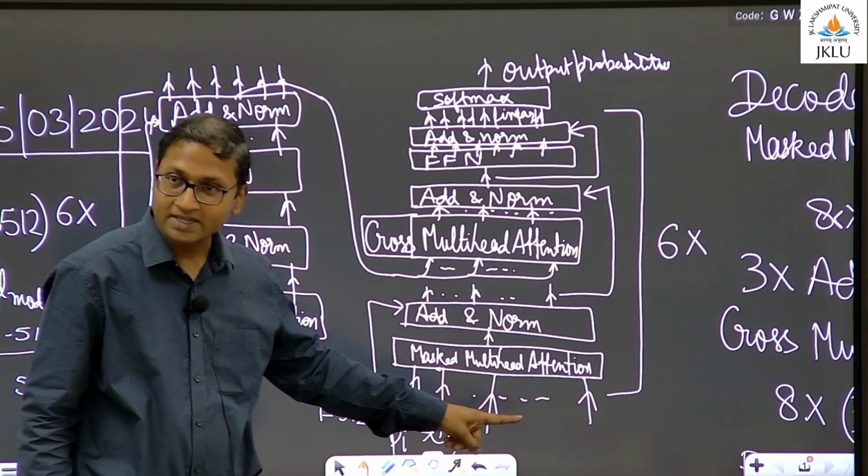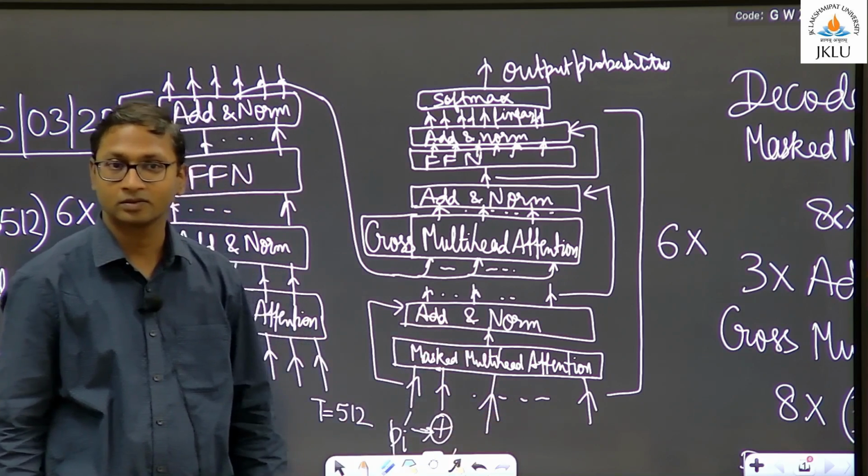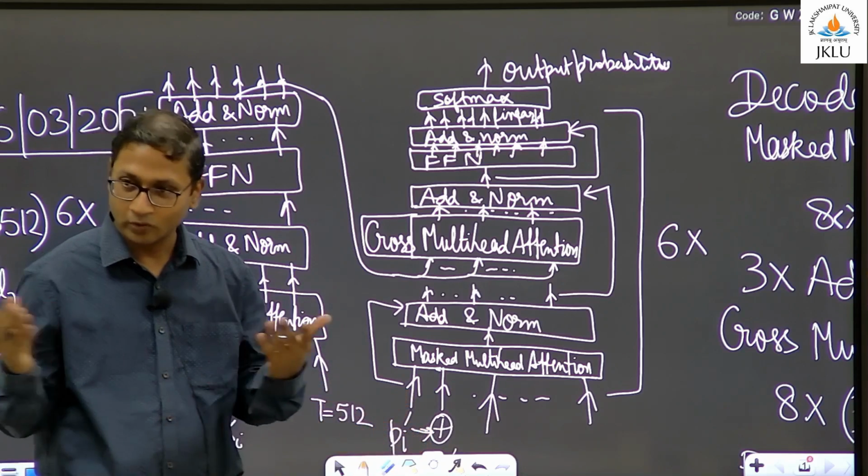What will be the parameter size here for embedding matrix? 512 cross 25K.